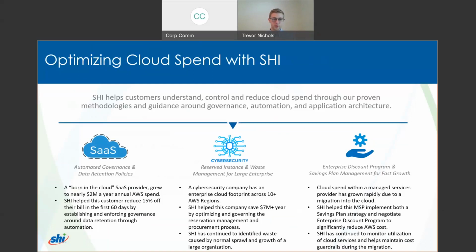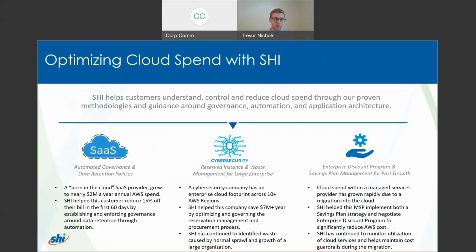The middle one here is a cybersecurity company that we've worked with for quite a while. They used AWS all over the world, and in the course of us working with them, really the thing that has saved them a ton of money, you can see they're over $7 million a year, is just by optimizing and governing their reservation and management process.